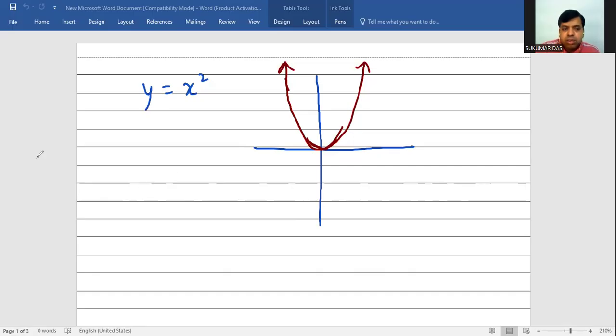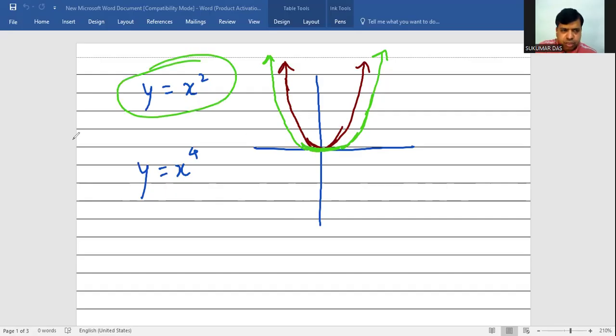Now, if it is y is equal to x to the power 4, let's say, in the same graph we can represent this. This will become flatter. It will go like this. So this was a tangent, right? It was just touching like this. But as this power becomes more, it will start flattening here. The base will become broader, flatter, like this. Earlier it was just touching it, but now it will become a little bit flat.